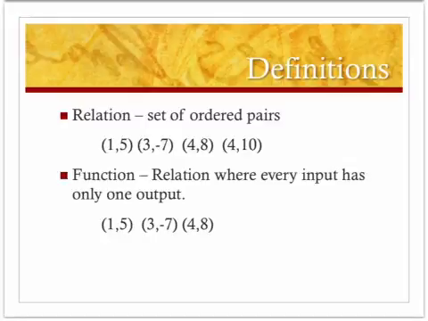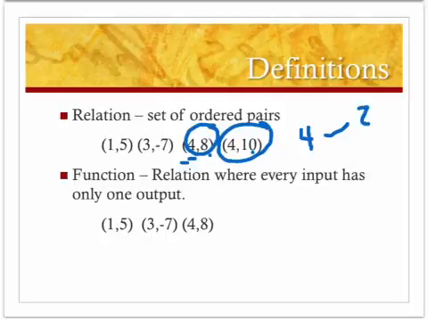However, a function is also a set of ordered pairs, so a function is a relation. However, there is the restriction that every input has only one output. So you can see in the relation up here, this is not a function because this x value of 4 has a y value of 8, but 4 is also linked with a y value of 10. So this x value of 4 has 2 y values, or 2 outputs, so it is not a function.